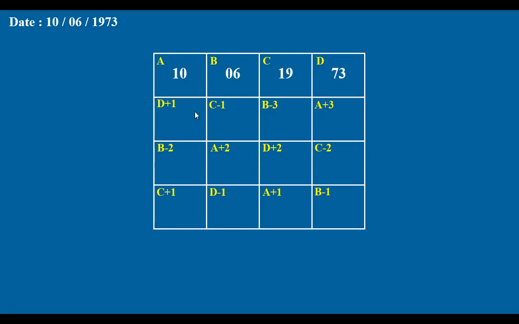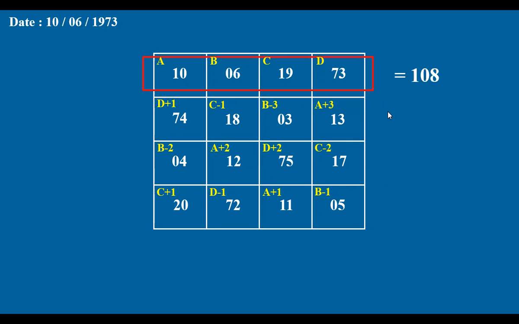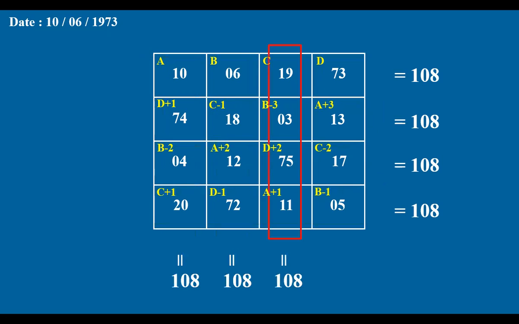Now follow the same principle, and A is 10, B is 6, C is 19, D is 73. Basing on that, A plus 3, B minus 3, fill these values, you get this. All the cells are filled with the formula values you got here, right? The cell values. So once you fill up all the 16 cells, now let us see the total. The total 10 plus 6 plus 19 plus 73 is 108. So second row, third row, fourth row, first column, second column, third column, fourth column, same values you get.